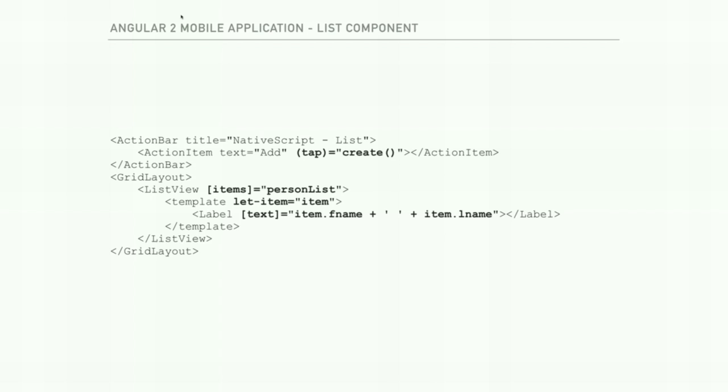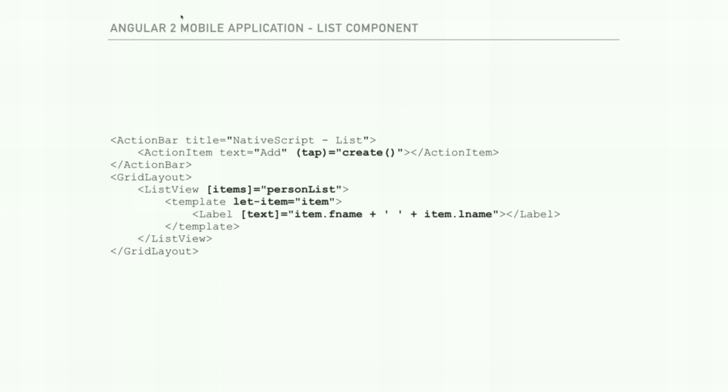What's different here is in the actual UI. So you're not using HTML, you're using XML. So there are some differences. So in this case, we're creating XML, and there's an action bar, which is the header. It has a title, and then of course it has that add button up top. So that's our action item. Instead of click, we're calling them tap events. So when that button's tapped, it's going to call the public create method that's inside of our list component class.